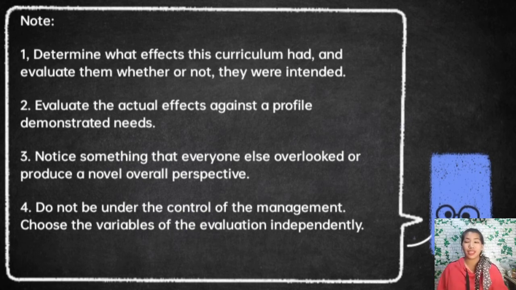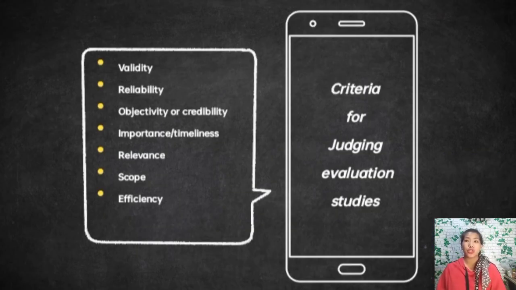So we also have the criteria for judging evaluation studies. We have the first, validity, if it is logically or factually correct. Next, reliability, if it's trustworthy. Objectivity or credibility, if it's plausible. Importance or timeliness. Relevance, scope, and efficiency. So that's it for the goal-free evaluation. If you do have some questions, you can always ask us.